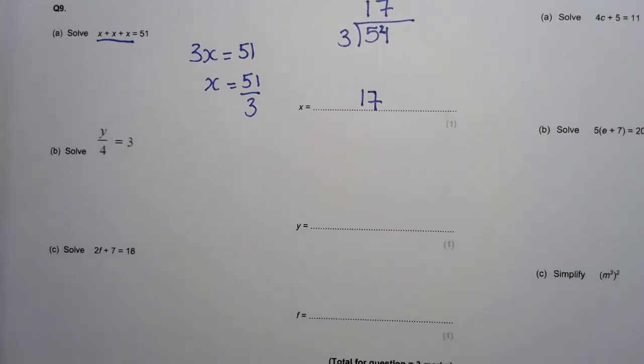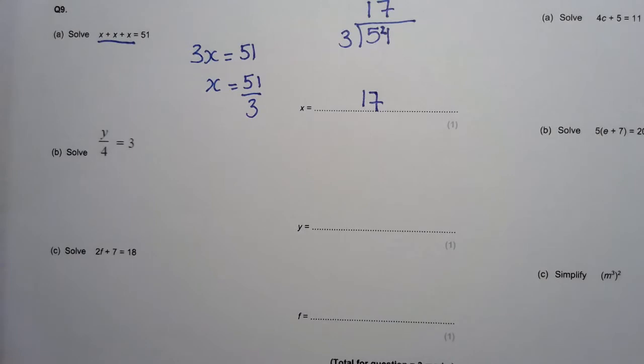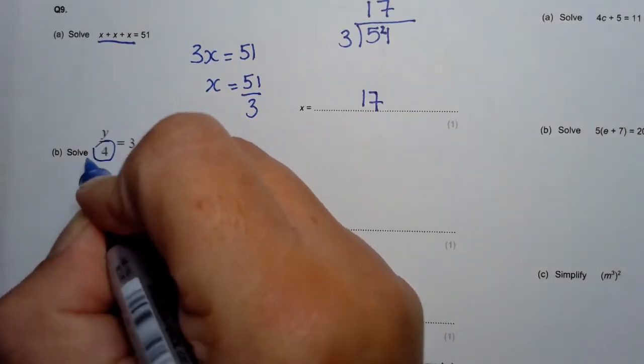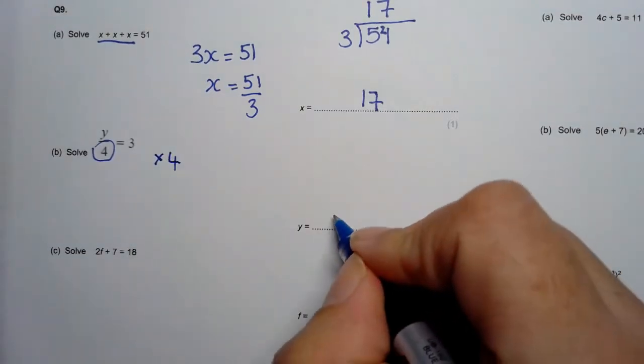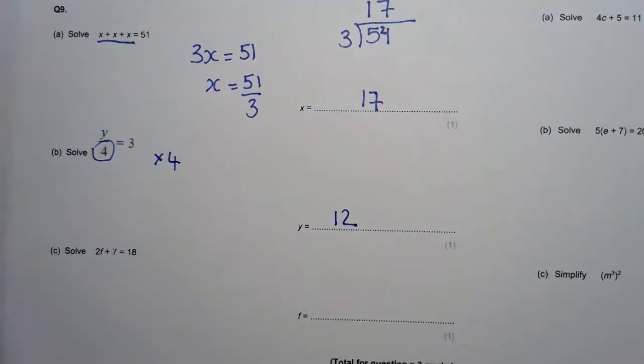For the next question, probably the easiest way to work this one out is to think, what would you divide by 4 to get to the answer 3? Or you can unpick it by undoing that division by 4 and timesing this side by 4. The answer is 12. And you can check that because 12 divided by 4 is 3, and 4 times 3 is 12.